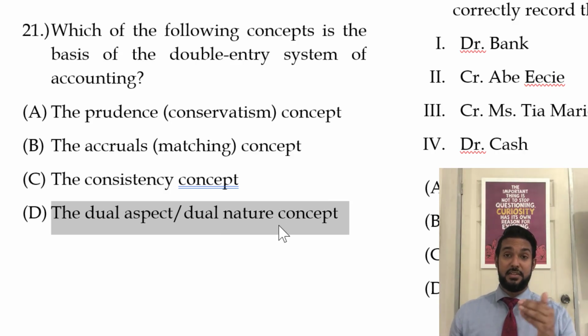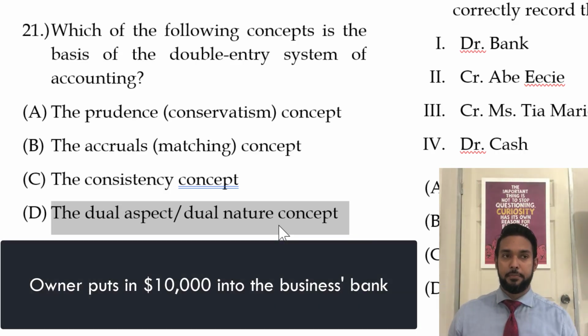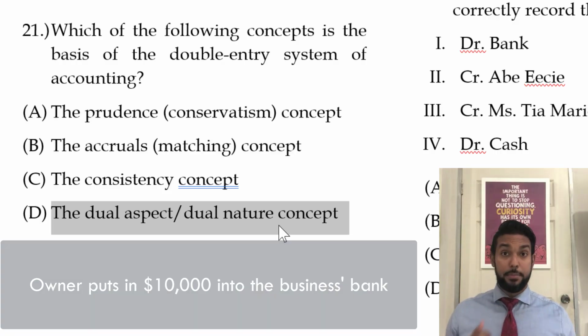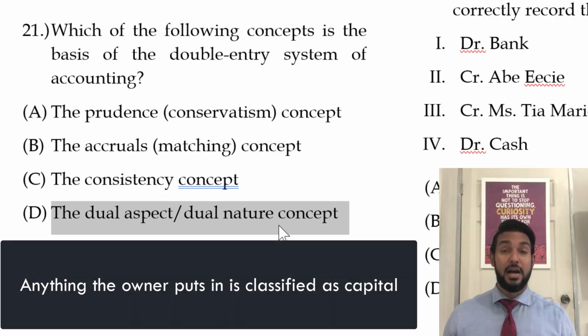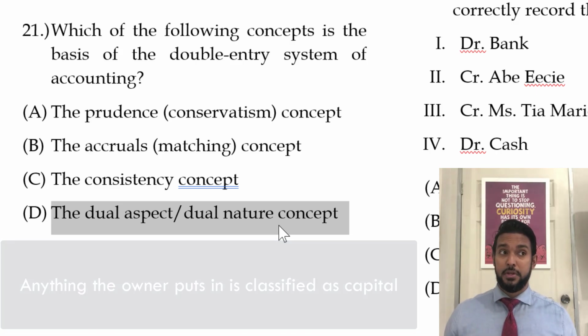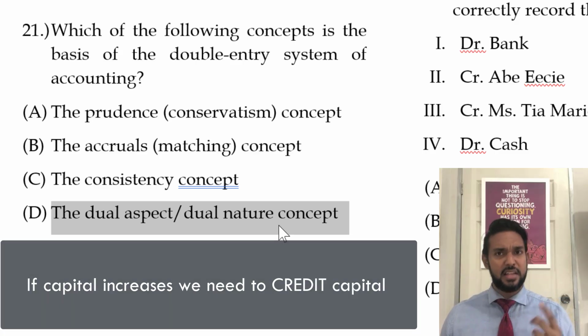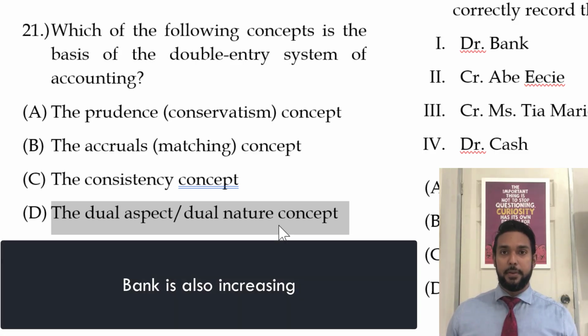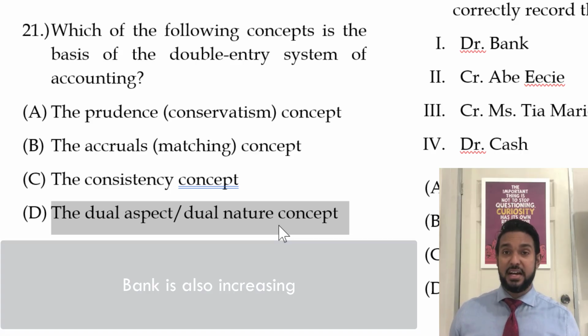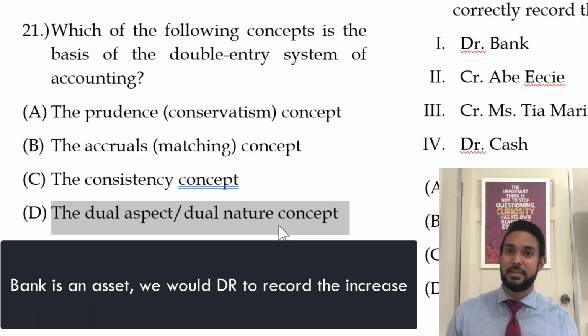So this is the answer to that question. And I mean, the words kind of gave it away. For example, dual and double are kind of close. Now, sometimes that kind of relationship could be misleading. But what the dual aspect or dual nature of accounting is, is like this. If an owner puts, let's say, 10,000 into the bank, we know anytime the owner puts anything into the business, that's capital. And in that case, capital is increasing. So we would credit the capital account to record the increase in the owner's capital. Simultaneously, bank is increasing. Money is going into the bank, and bank is an asset, so we would debit it to record the increase in that asset.